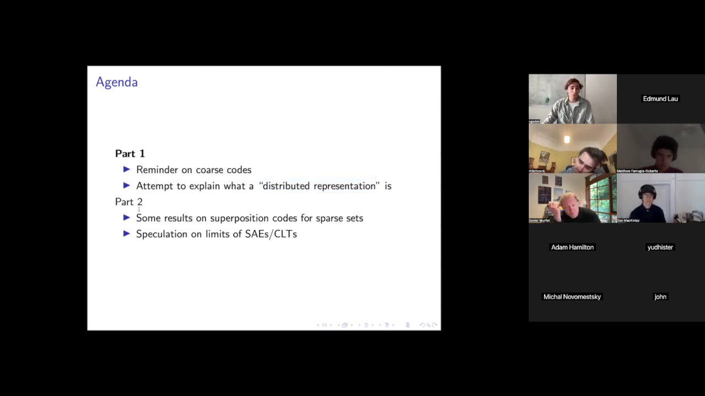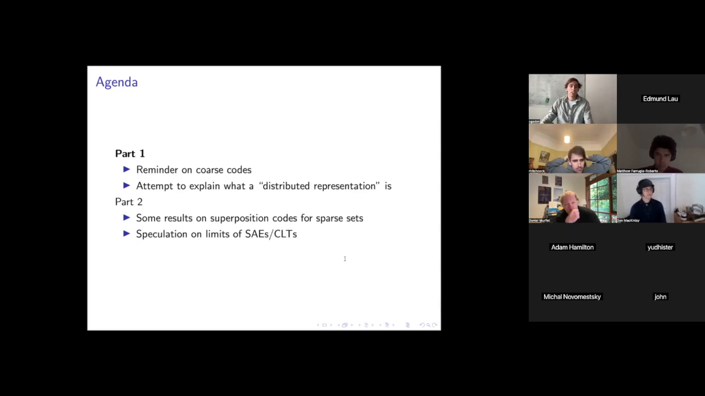And then in part two, I'll talk about this preprint where I basically take a really simple toy example of a distributed representation and ask about its information efficiency, so its bit rate, how much data I'm allowed to store on it. And finally, this leads to some speculation. I have one last slide on speculation about what this means for sparse autoencoders and cross-layer transcoders and stuff.